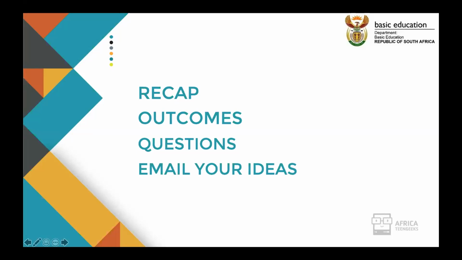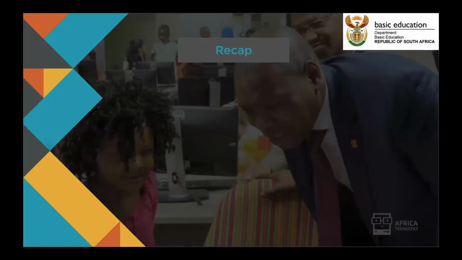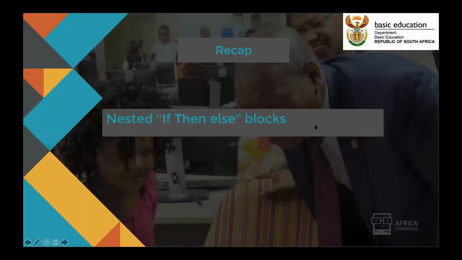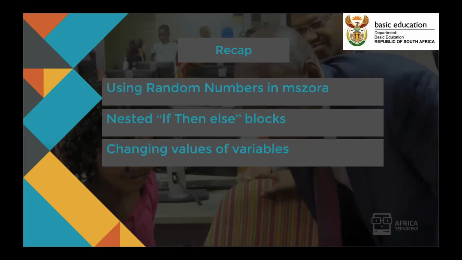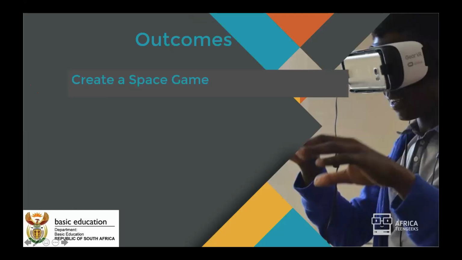Just a recap of what we did yesterday. We looked at nested if then else blocks. So we looked at how to use the if then else block. You have an if block, if then else, and then in the else part of that if then else, you have another if then else block. That is what we learned yesterday. And we also looked at how to change the values of variables in our code. We then looked at also using random numbers in Misora. That's what we did. And so today we will simply create a space game.